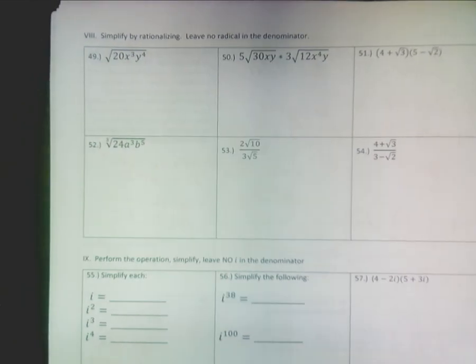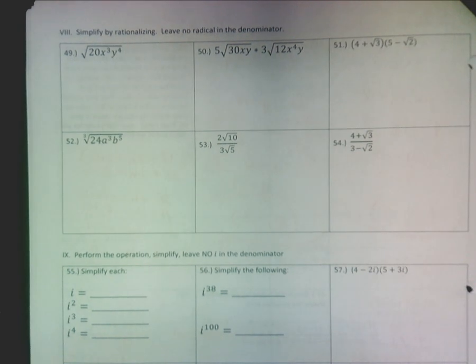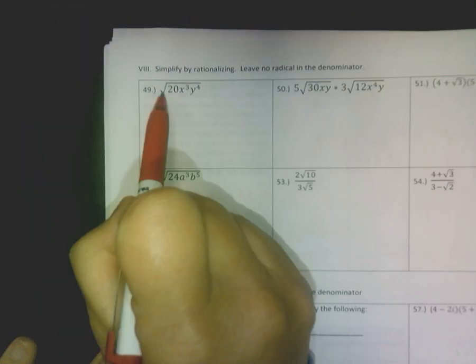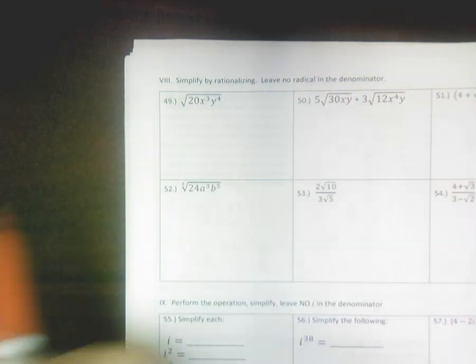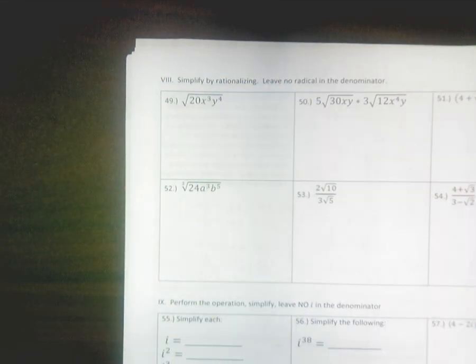Okay, now we're into radicals and rationalizing. So if you see a square root symbol, the way that I do it is I like to do factor trees and break it down that way. So 20 is 4 times 5, and 4 is 2 times 2. For every 2 of a square root, you pull out 1.